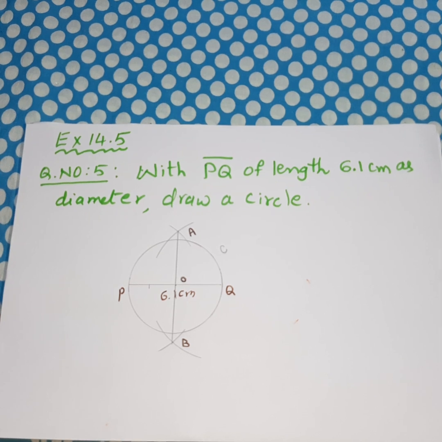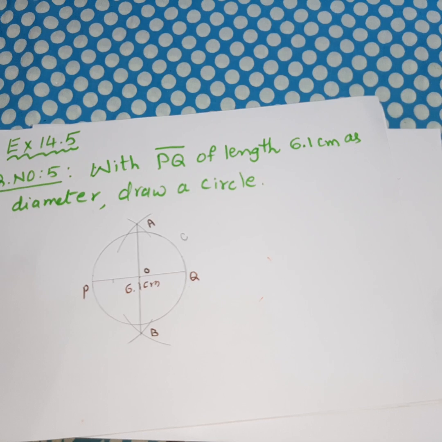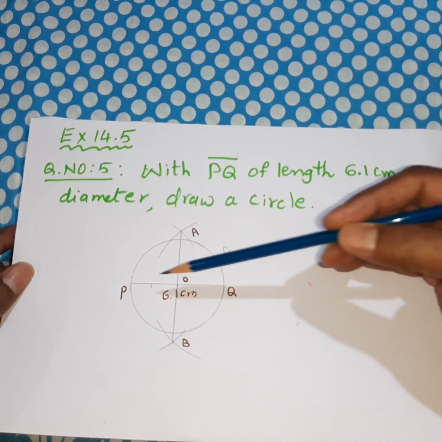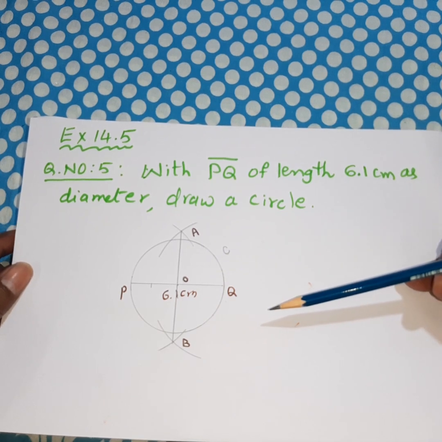Children, once again I am going to tell you, to construct a circle with a given line segment, given diameter 6.1 centimeter. To construct a circle, first of all we require a center as well as a radius. So by the given measurements, we need to find out the center as well as the radius. First of all, we need to construct the given line segment PQ of 6.1 centimeter, right?